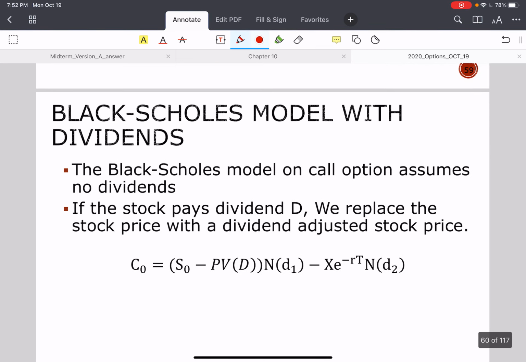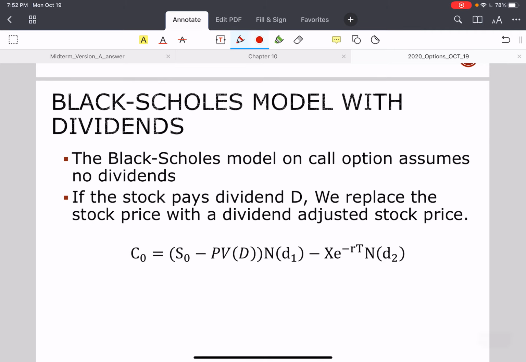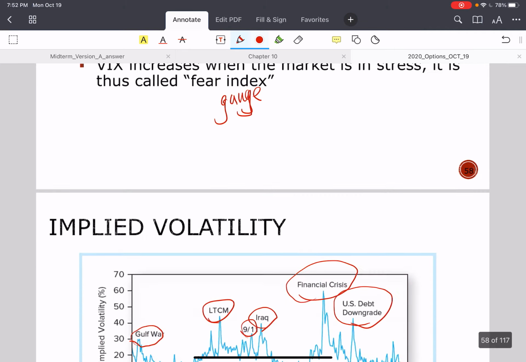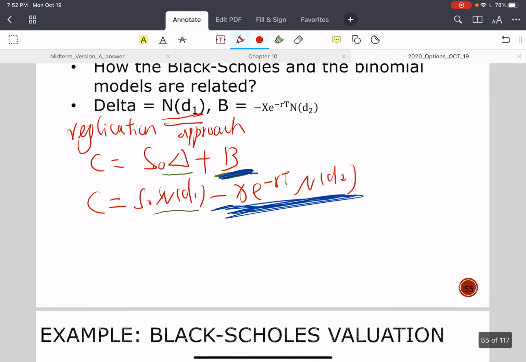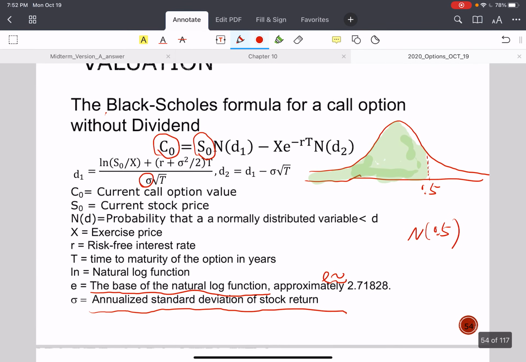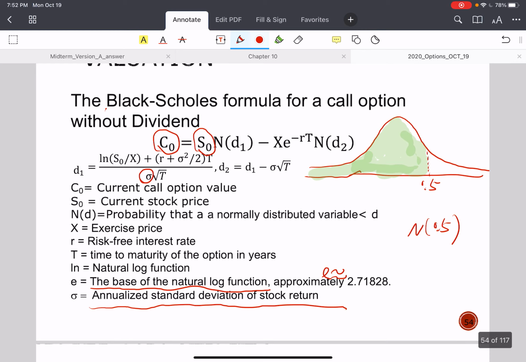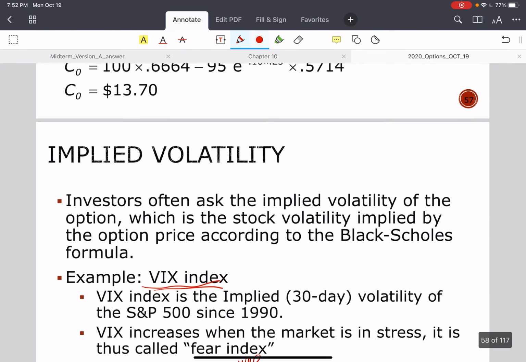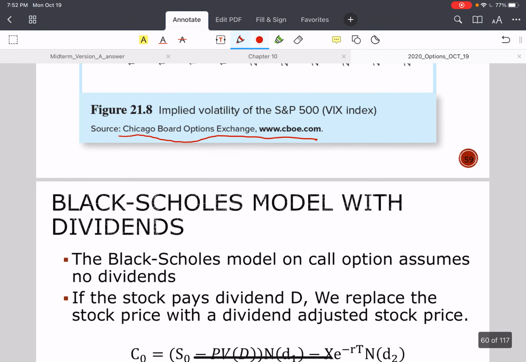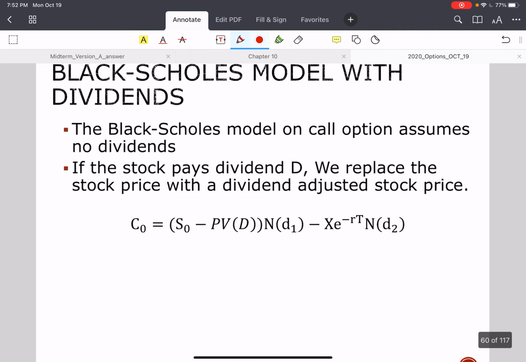Okay, great. Now let's talk about the Black-Scholes model with dividend. Remember when we first discussed the Black-Scholes model, we said it's good if the stock does not pay dividend. So you can use this formula to price a call option. However, you might wonder, what's the more realistic case, right? If the stock actually pays dividend, how could I price the call option? Well, it's actually pretty easy.